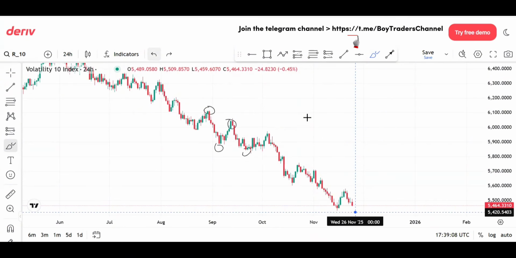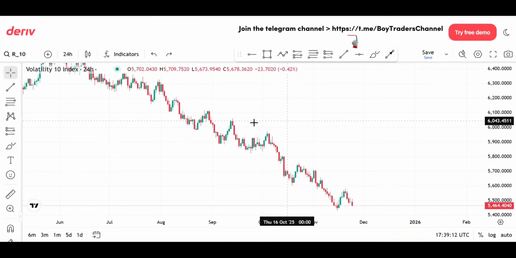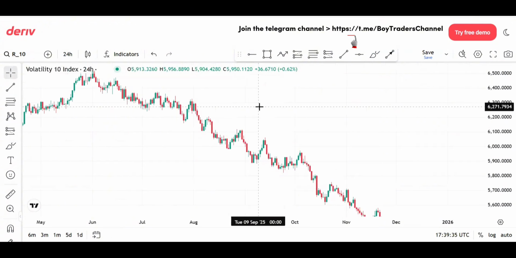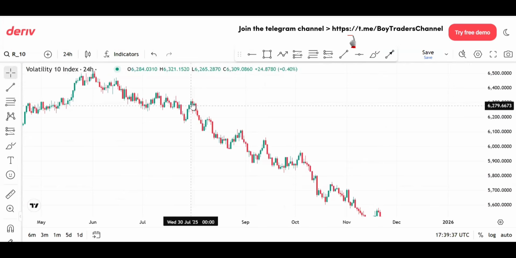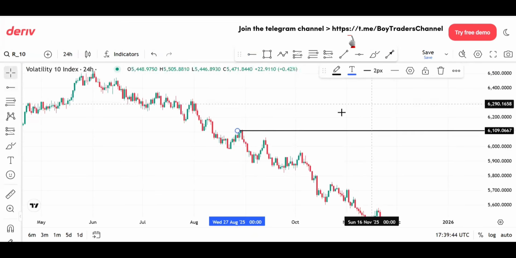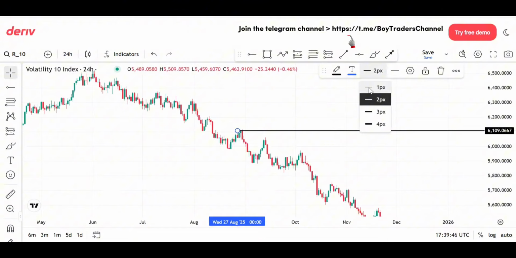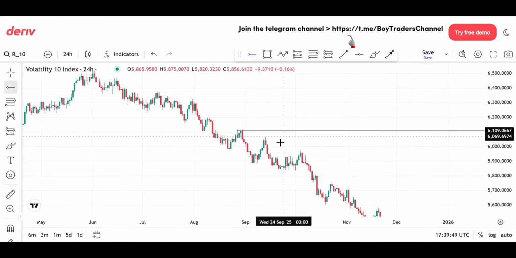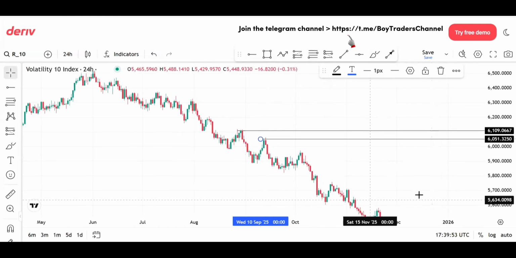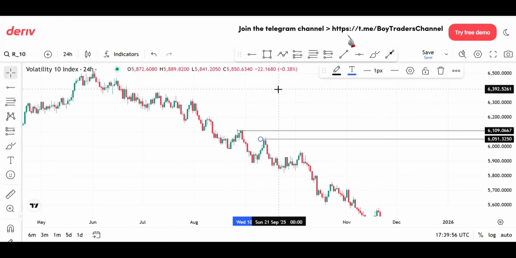Why are these highs and lows called lower highs and lower lows? It is simply because each and every high and low that has been formed is lower than the previous high or the previous low. Let's say this is a high. This high has a value of 6,109. The next high that we got has a value of 6,051, which is lower than 6,109. So that's what makes this high a lower high.